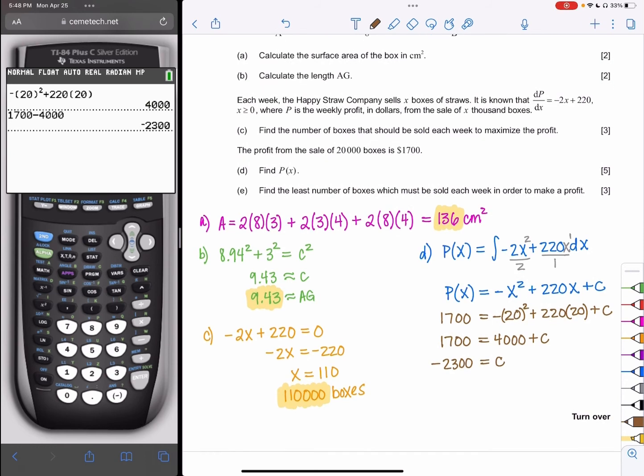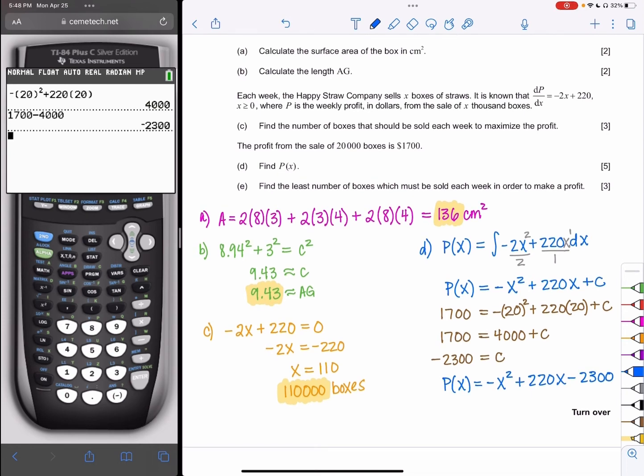So when we write our actual profit equation, it is going to be written as P of X is equal to negative X squared plus 220X minus 2,300. Okay, so that is going to represent our profit there. So that is my actual equation of P of X. We had to find a specific value for C. So now that I have part D solved, I can then go and solve part E.